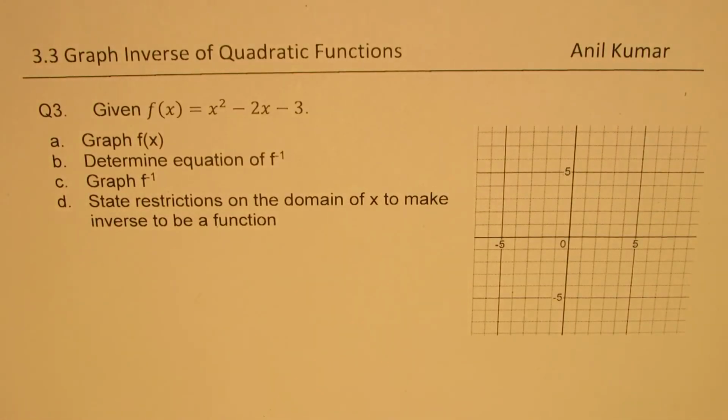Now here is the last example. It is similar to the first one, except we are given the equation in the standard form. And now question number 3 is, given f of x equals x square minus 2x minus 3, graph f of x, determine the equation of f inverse, graph f inverse, and state restrictions on the domain of x to make the inverse a function.